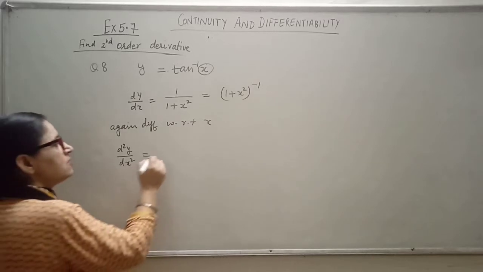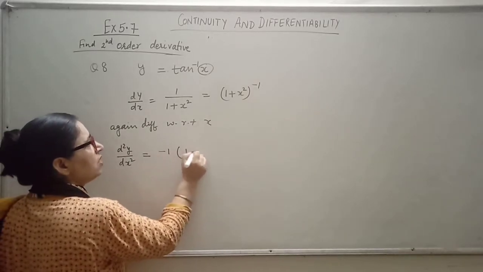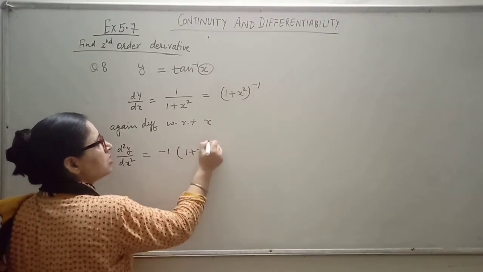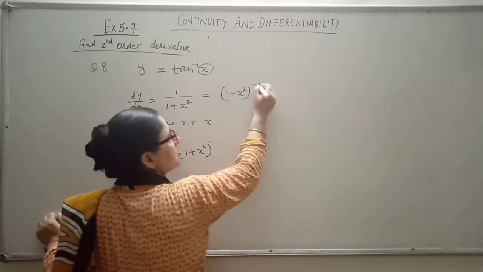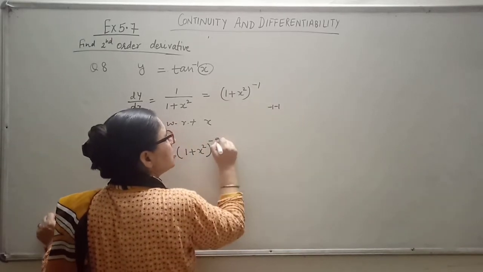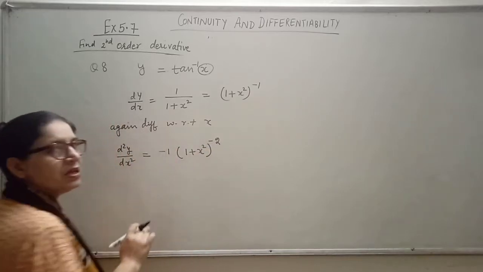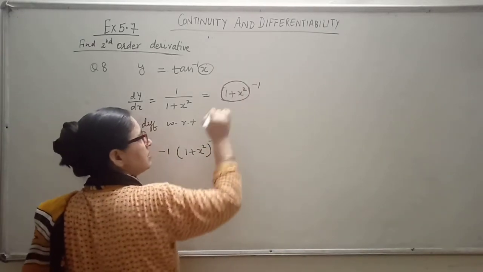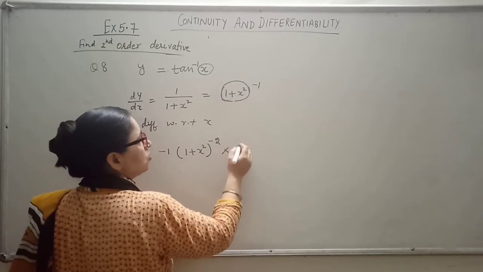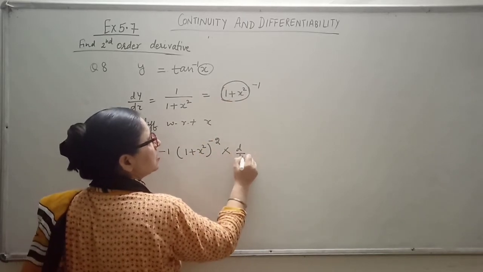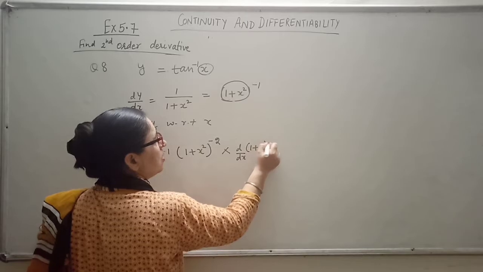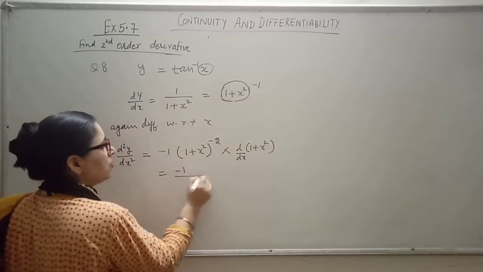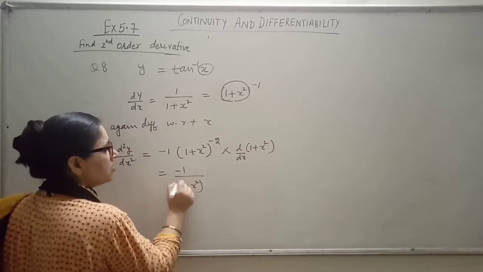So it becomes minus 1 into 1 plus x square raised to power minus 1. This is minus 1, this is minus 2. It would be written minus 2 into derivative of this base. जिसे हमने x पोज किया, तो इसका d by dx इसका लेंगे 1 plus x square का, तो it would become minus 1 upon 1 plus x square raised to power 2.